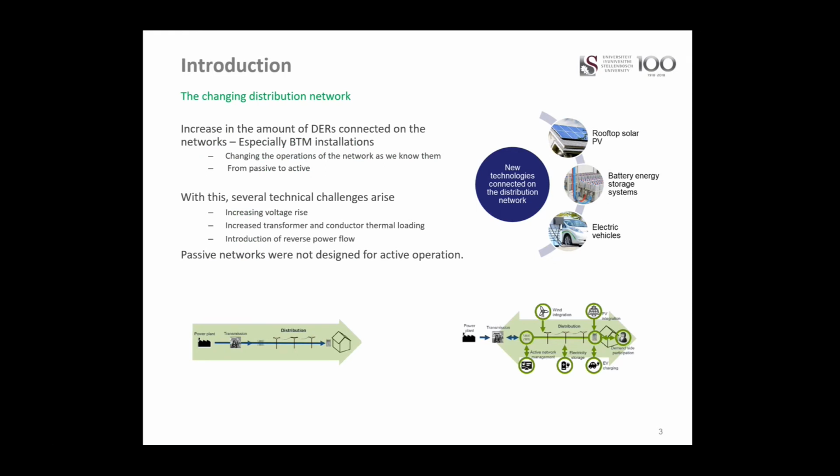So what is happening? We know that the distribution network is actually changing because of the increase in the amount of DERs that are connected on the networks, especially in a behind the meter configuration. And this is changing the operation of the networks as we know them from passive to active. And with them, there are several technical challenges that arise. That is in terms of increased voltage rise, transformer and conductor thermal loading, as well as introduction of reverse power flow. With all these new technologies like rooftop PV, it's not going to be possible to build a new system for this change. The change is happening in flux.